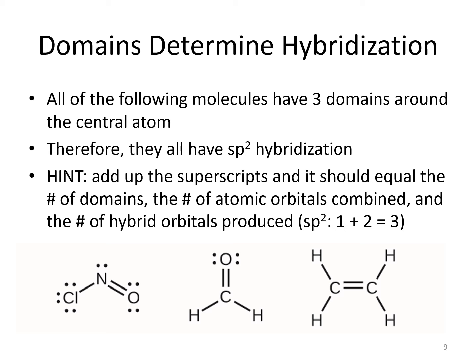For the third molecule, we can focus on 1 carbon at a time. Each carbon has 2 single bonds and 1 double bond, so that is 3 domains. As a hint, the sum of the superscripts on the hybrid orbitals should equal the number of domains. For sp2 hybridization, the superscript on s is an understood 1, and the superscript on p is 2. 1 plus 2 is 3. This is a great way to check your answers.